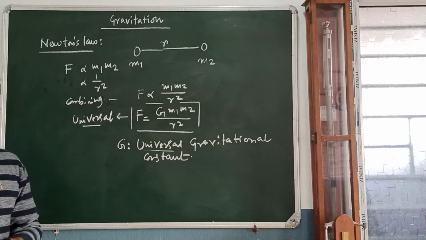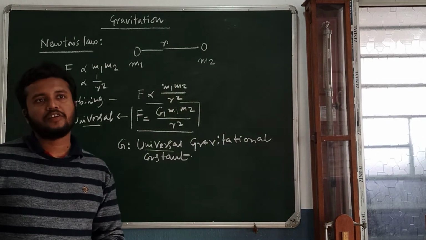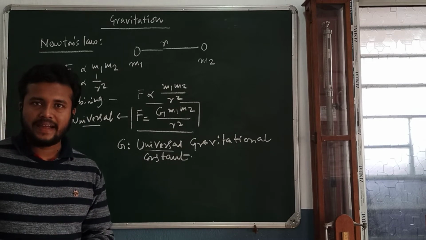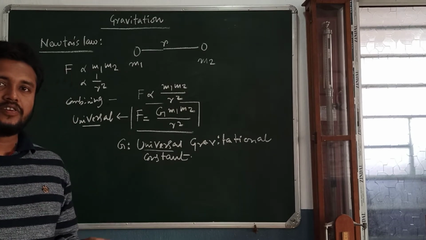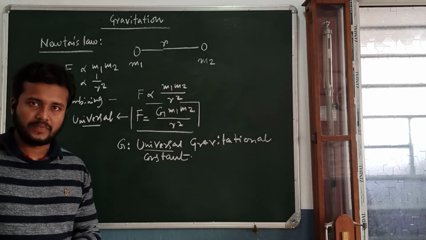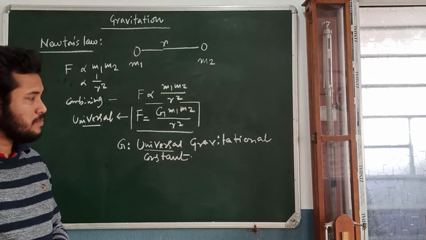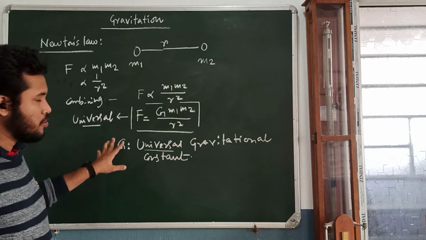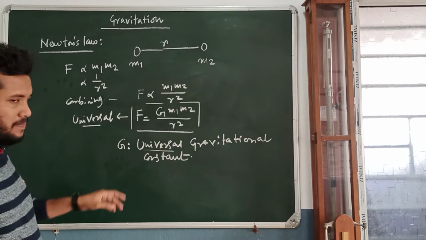Among all of these, you will find that gravitational force is the least force. That means in terms of magnitude, if I arrange them, then gravitational force will be the weakest force. Why is it the weakest force? Because the value of capital G is very small. So we will come to the topic of capital G.